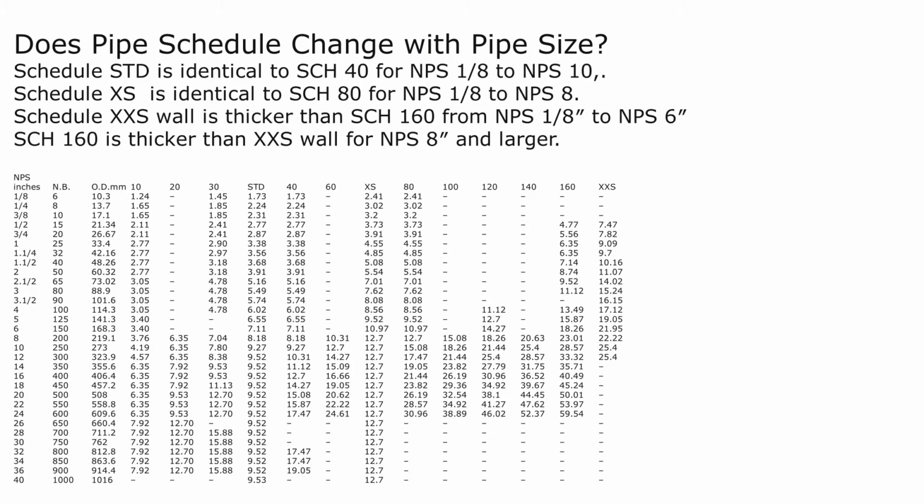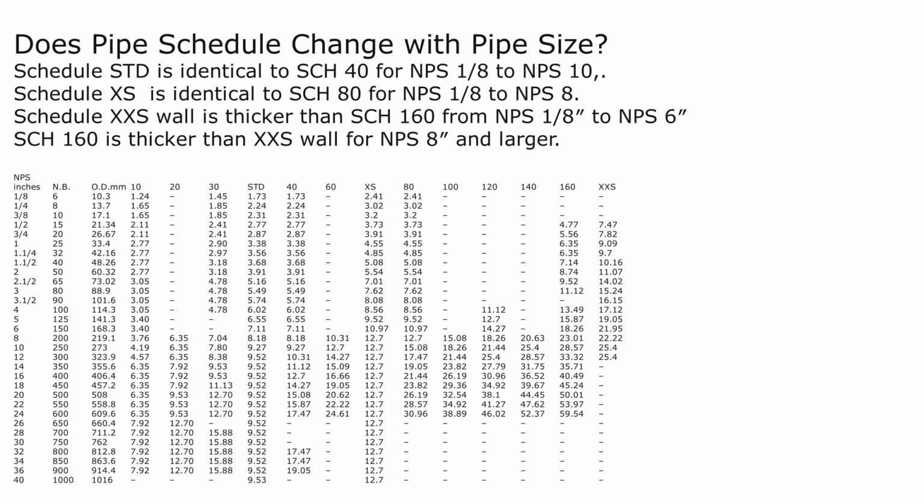Does pipe schedule change with pipe size? For all pipe sizes, the outside diameter remains relatively constant. Therefore, any variation in schedule, that is wall thickness, affects only the inside diameter. As the schedule number increases, the wall thickness increases. Here you can see different terms written: STD, XS, double XS. What do they mean? STD means standard, XS means extra strong, double XS means double extra strong.